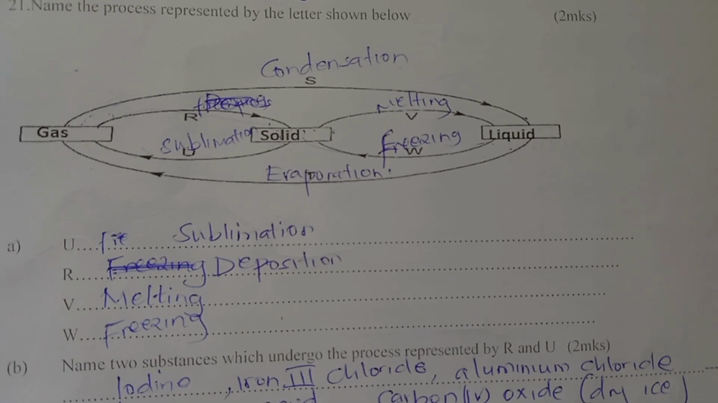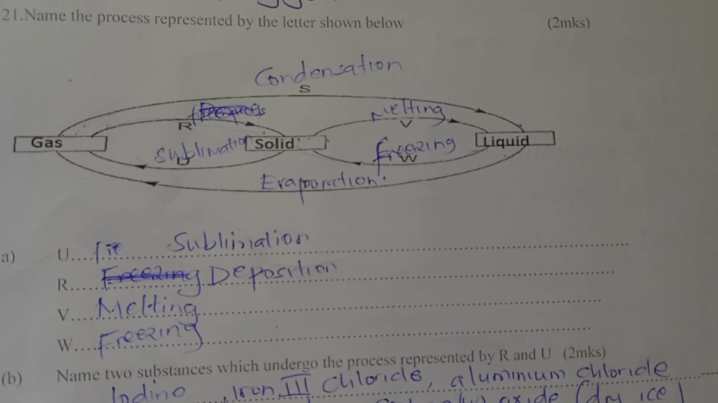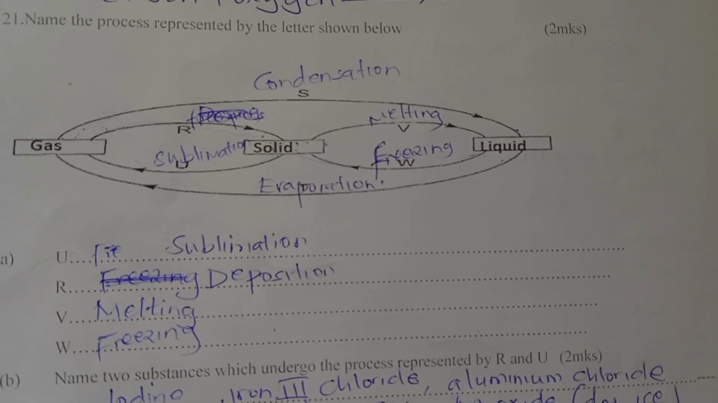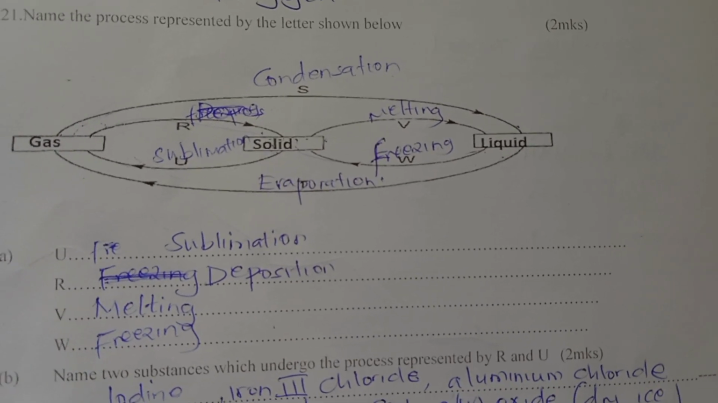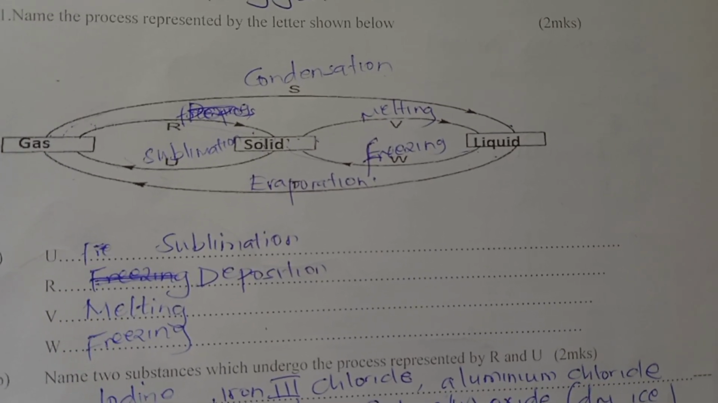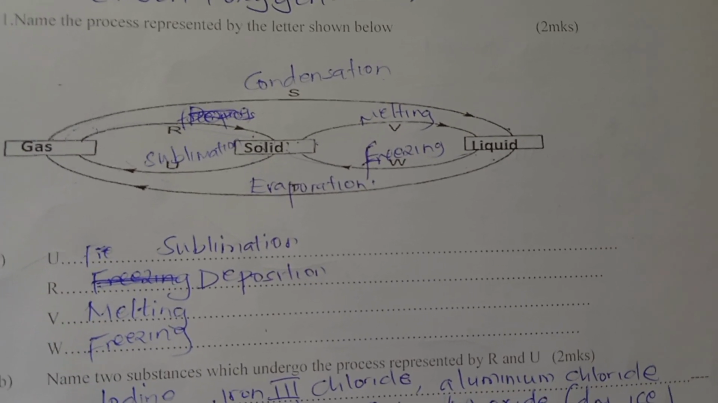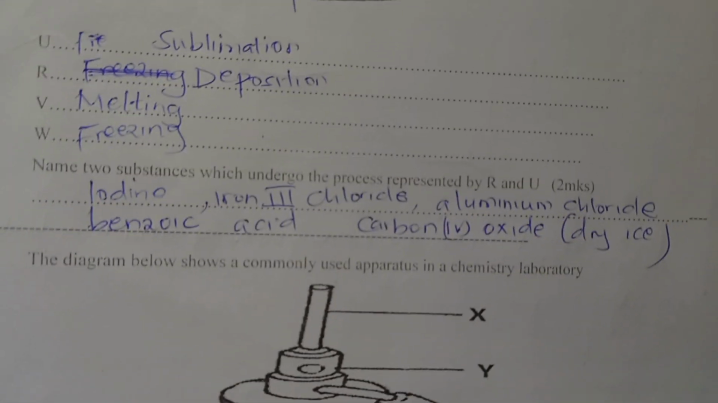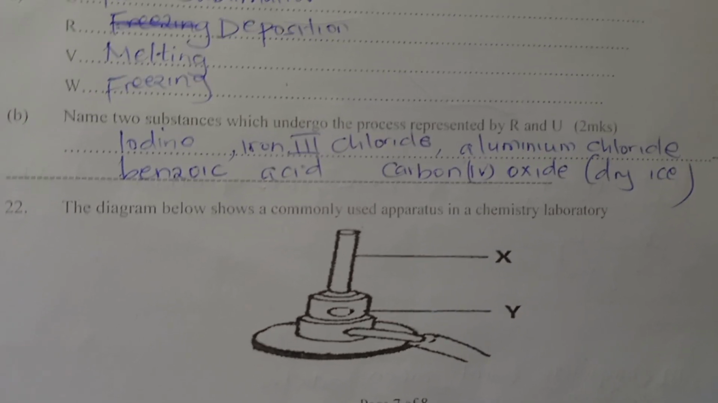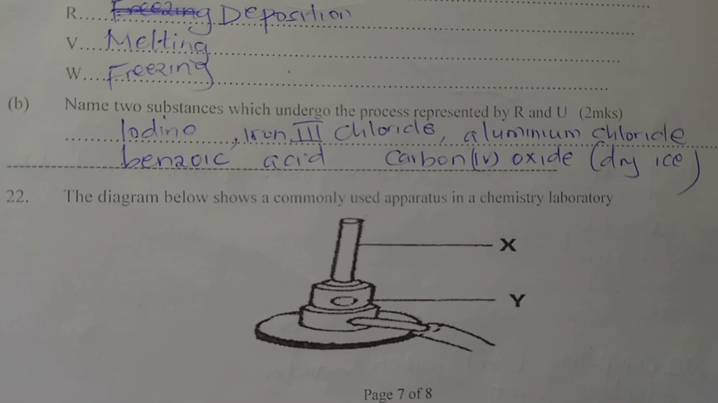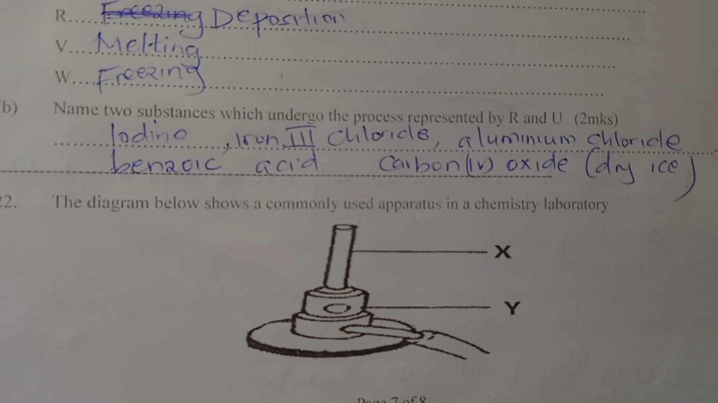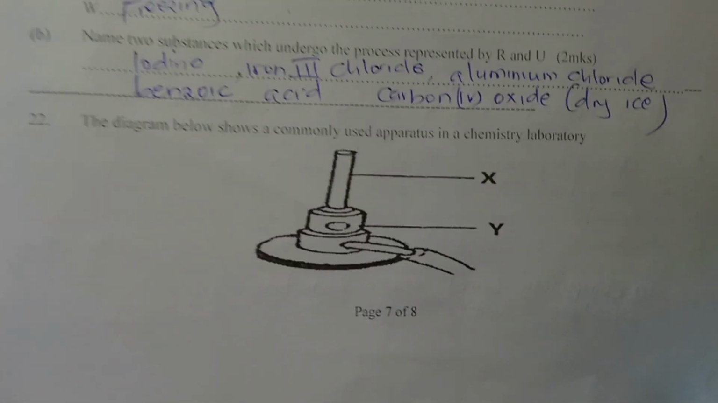U, that is change of state from solid to gas directly, that is sublimation. R, change of state from gas to solid directly, that is deposition. V is melting, that is change of state from solid to liquid. And W is freezing, which is the change of state from liquid to solid. Name 2 substances which undergo the processes R and U. Those are substances that sublime: iodine, iron III chloride, aluminium chloride, benzoic acid, and carbon IV oxide.